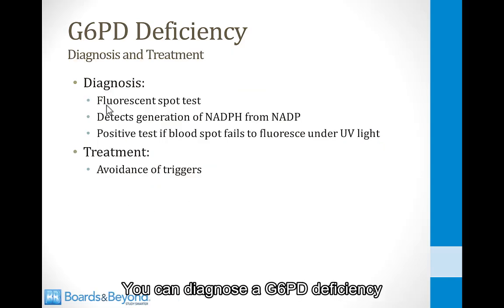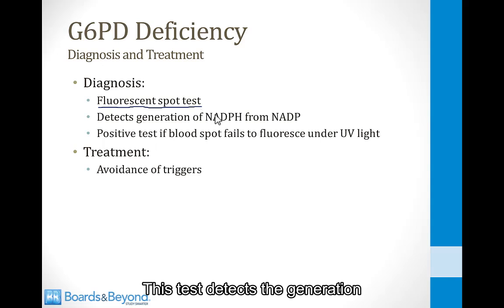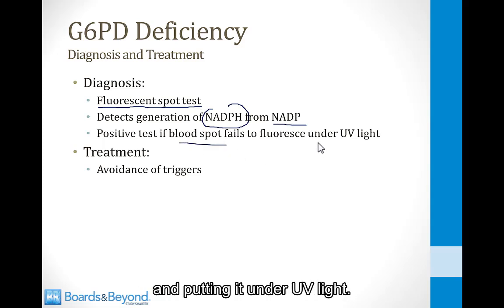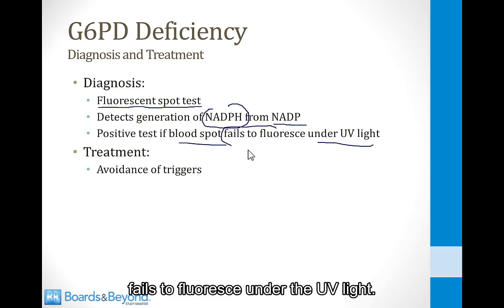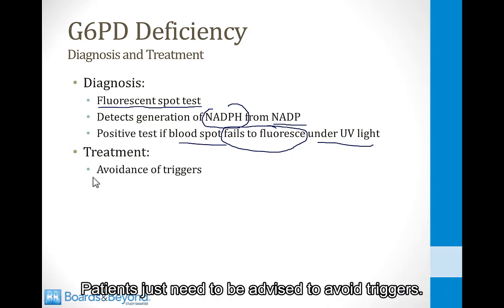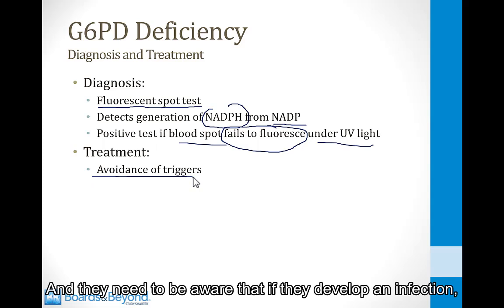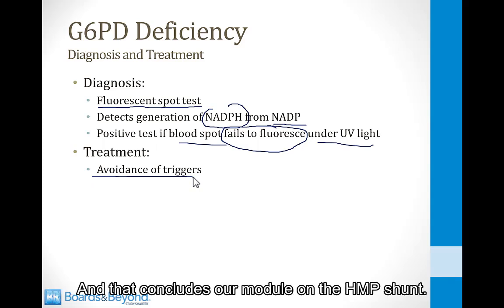You can diagnose G6PD deficiency by doing something called a fluorescent spot test. This test detects the generation of NADPH from NADP molecules. It involves taking a spot of blood and putting it under UV light, and a positive test is when the blood fails to fluoresce under the UV light. And there really is no specific treatment for this disorder. Patients just need to be advised to avoid triggers, and they need to be aware that if they develop an infection, hemolysis may occur. And that concludes our module on the HMP shunt.